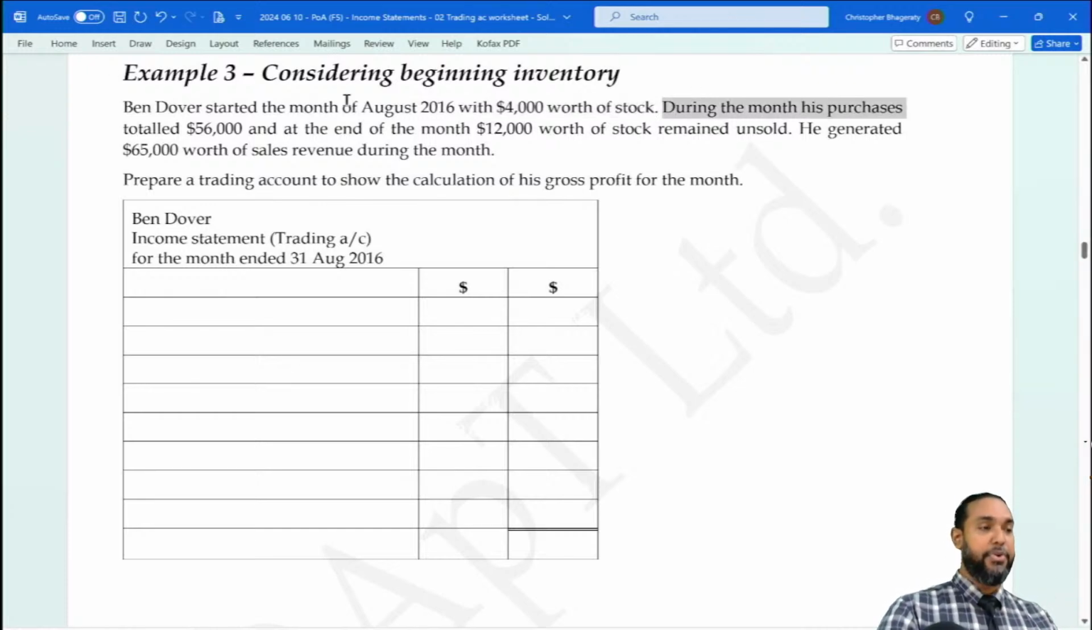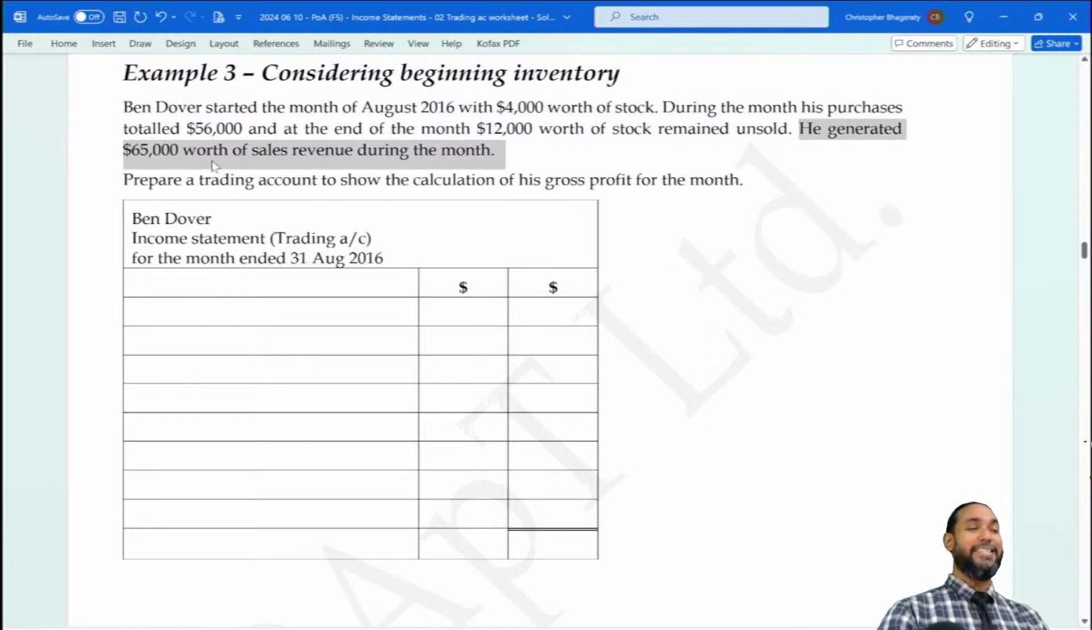So during the month, his purchases total 56,000. And at the end of the month, 12,000 worth of stock remained unsold. So maybe he overshot a little bit, because look at it, the closing stock is about 3 times the opening stock. Anyhow, he generated $65,000 worth of sales revenue during the month.